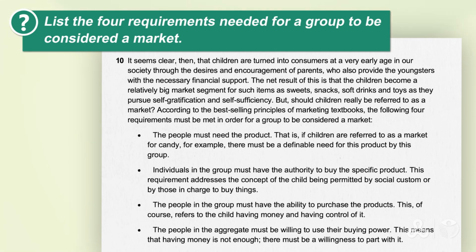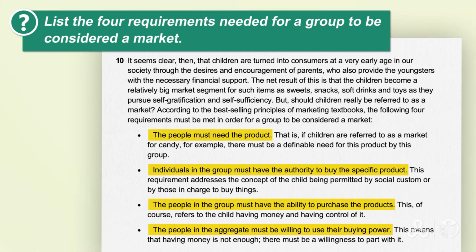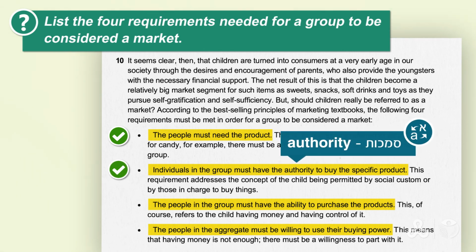Okay, so as you noticed in paragraph 10, we had 4 bullets, and the beginning of them tells you what were the 4 requirements for a group to be considered as a market. The first one was the people must need the product. צריך להיות איזשהו צורך במוצר. זאת דרישה אחת. Number 2, individuals in the group must have the authority to buy the specific product.